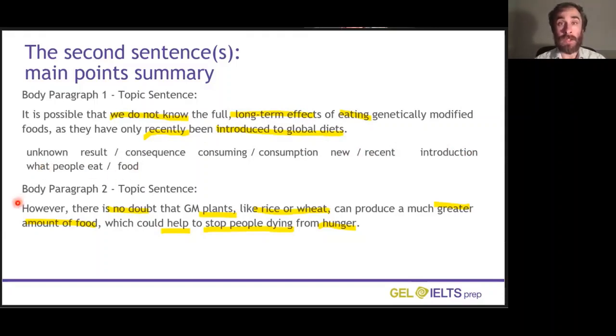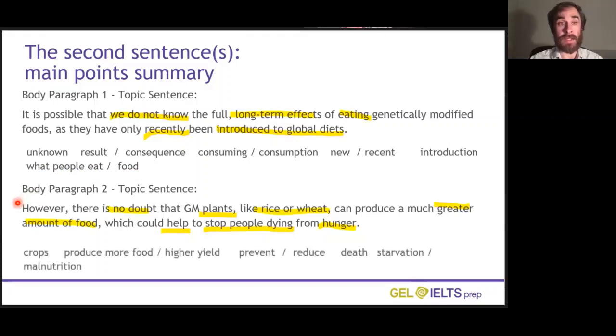In body paragraph 2, we can paraphrase our topic sentence by again thinking of some synonyms. GM plants like rice or wheat, this could be crops. Produce more food or higher yield. This is a specific agricultural word that means amount of food that you get from your farms. Help to stop, we could say prevent or reduce. Dying from hunger, death from starvation, or maybe death from malnutrition.